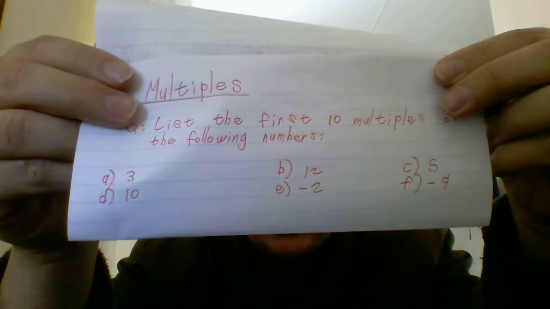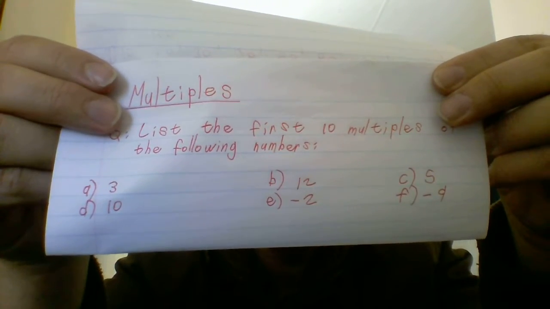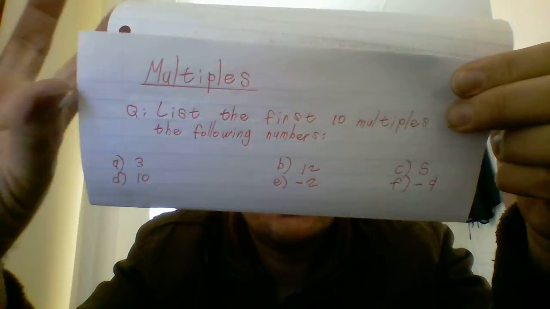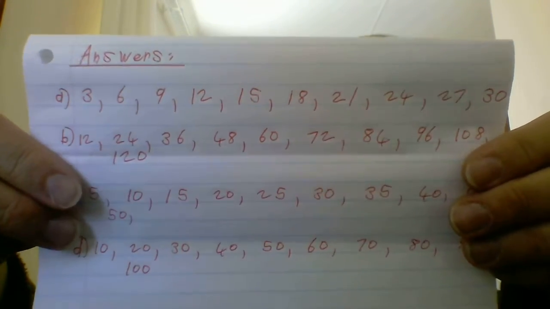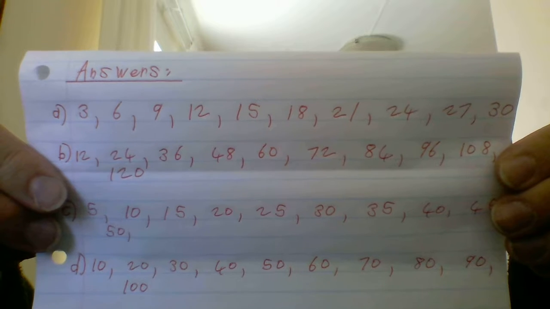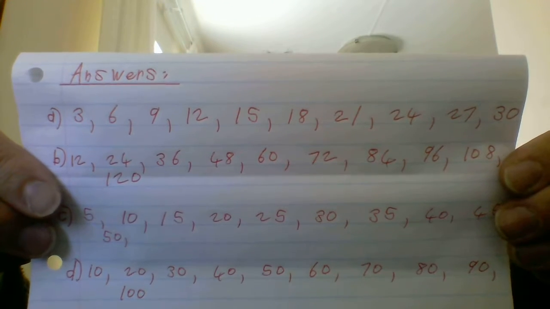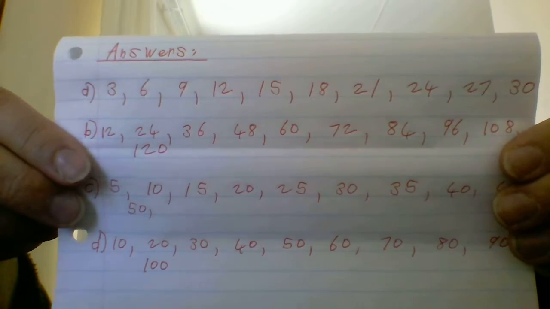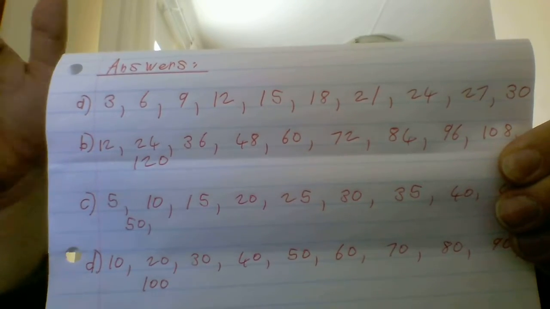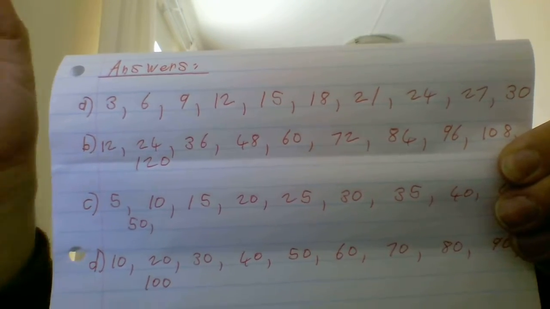Number D. The first 10 multiples of 10. It will obviously be 10, 20, 30, 40, 50, 60, 70, 80, 90, 100. And if you wanted the 11th, it would be 110, 120, 130, and it goes on forever.